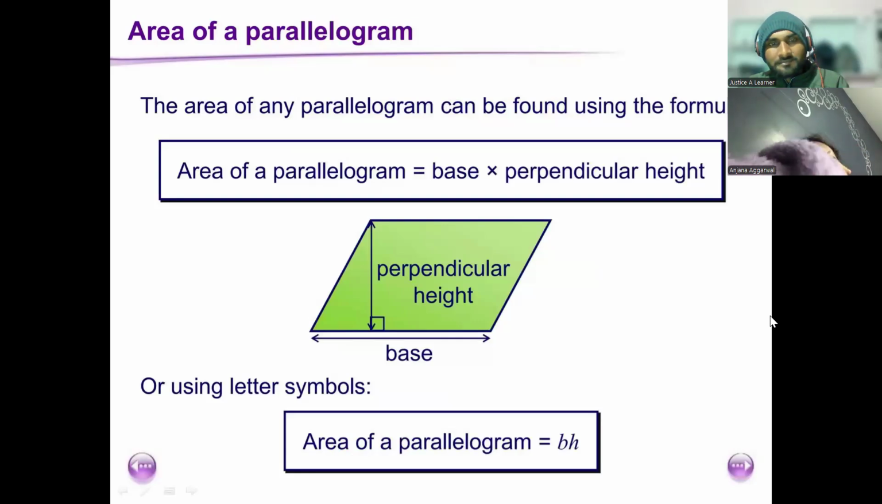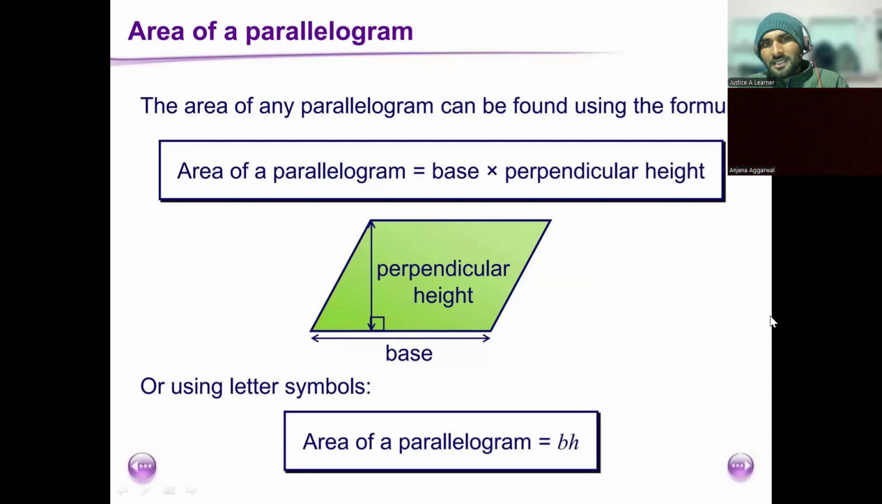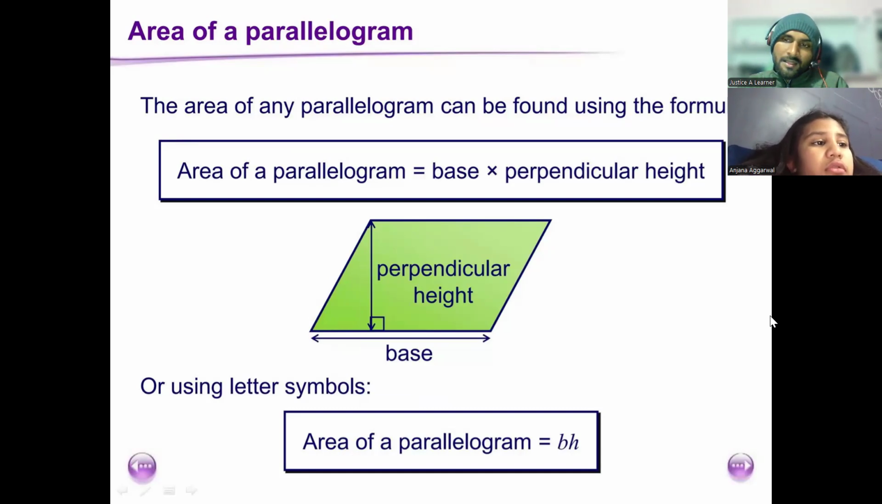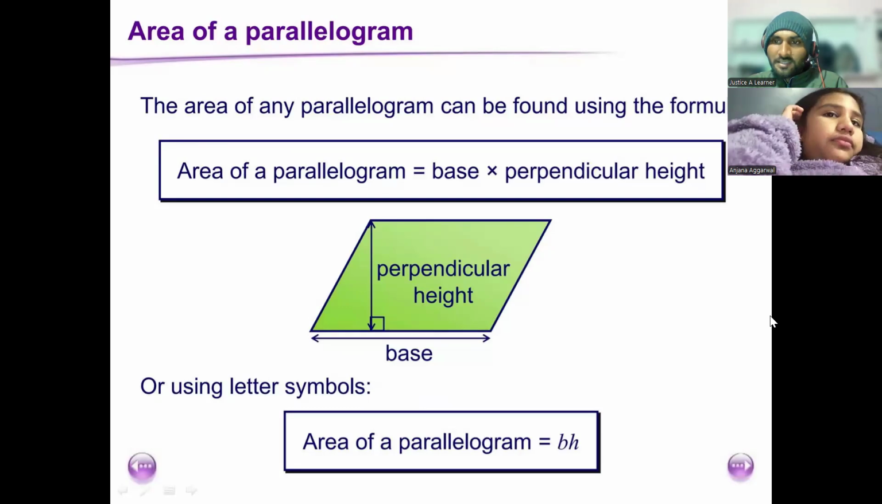So next, the area of any parallelogram can be found using the formula. See here, this is a parallelogram. So parallelogram means what? Base into perpendicular height. There are 4 sides of a parallelogram. Can you see that image? Yes. This is called a parallelogram. This isn't a rectangle. First of all, we need to recognize that. It's a tilted rectangle. Yes, tilted. So we may call it a parallelogram, but not a rectangle.